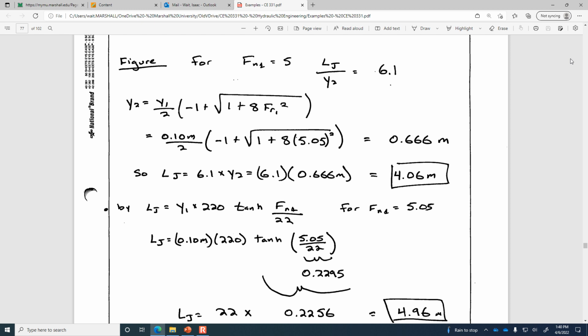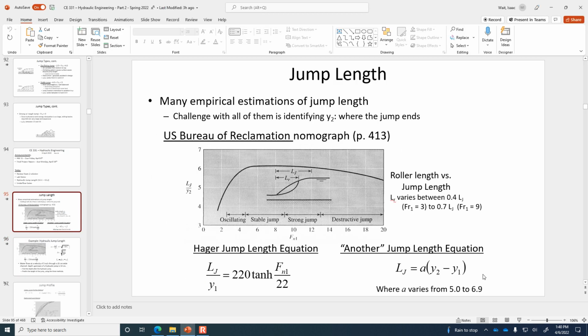So it's still in the same ballpark, roughly. These are just all empirical approximations of how long that jump might be. And then the other one, the book doesn't really give us much indication whether to use, remember there's a coefficient in front of it. The coefficient varies between 5 and 6.9. I just said, well, what would it be if we used 5.5? Maybe I should have used more in the middle. Maybe 6 is more in the middle.